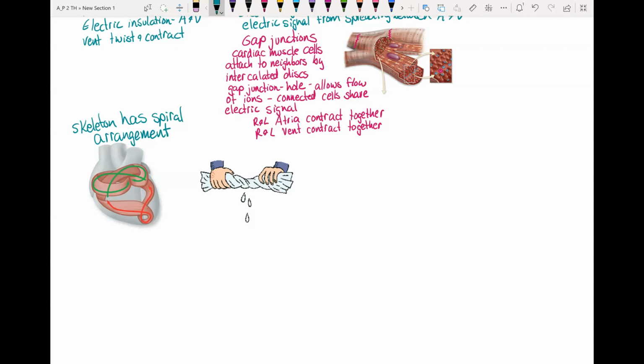So the ventricles, especially, the ventricles are the ones that are pumping blood up into the arteries. As the ventricles contract, it's a slight twist to it. You can think of it like wringing out a towel. If you take a wet towel and you squeeze it, you'll get some water out. But if you squeeze and twist, you'll get even more water out. So this spiral arrangement causes the ventricles to slightly twist as they contract.